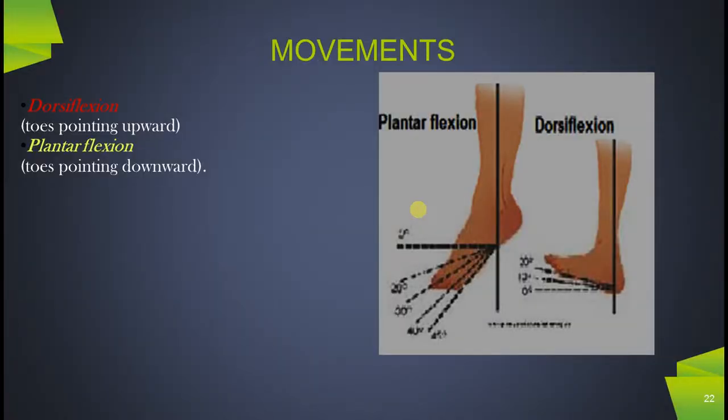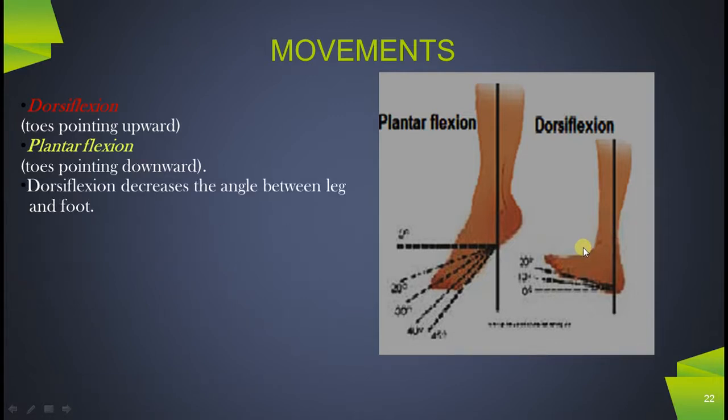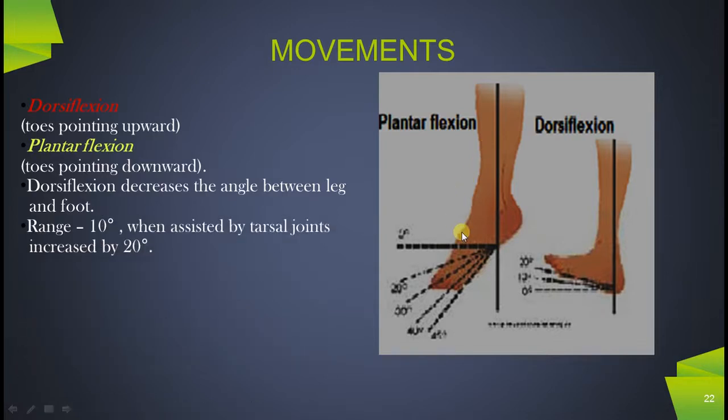The movements permitted at the ankle joint are mainly dorsiflexion and plantar flexion. Dorsiflexion is when the toes are pointing upwards, and plantar flexion is when the toes are pointing downwards. During dorsiflexion, the angle between the leg and the foot decreases. During plantar flexion, the angle between the leg and the foot increases.